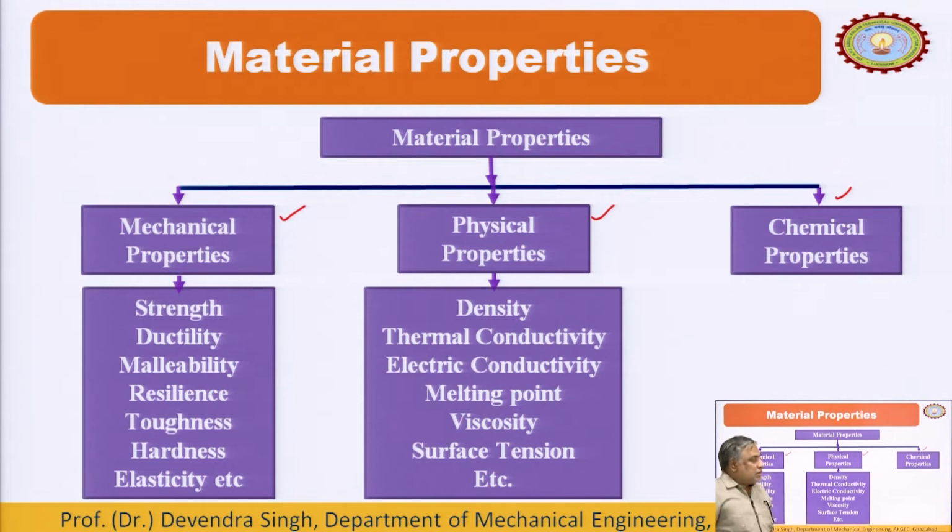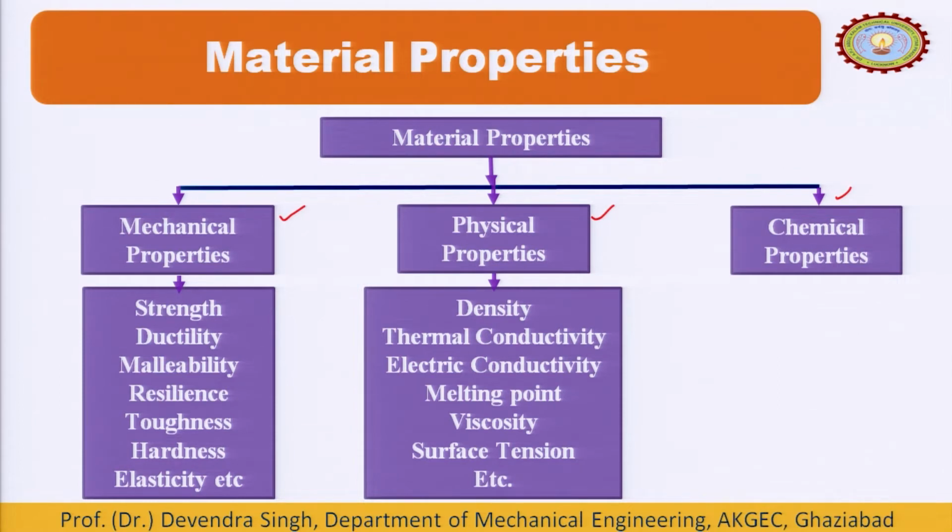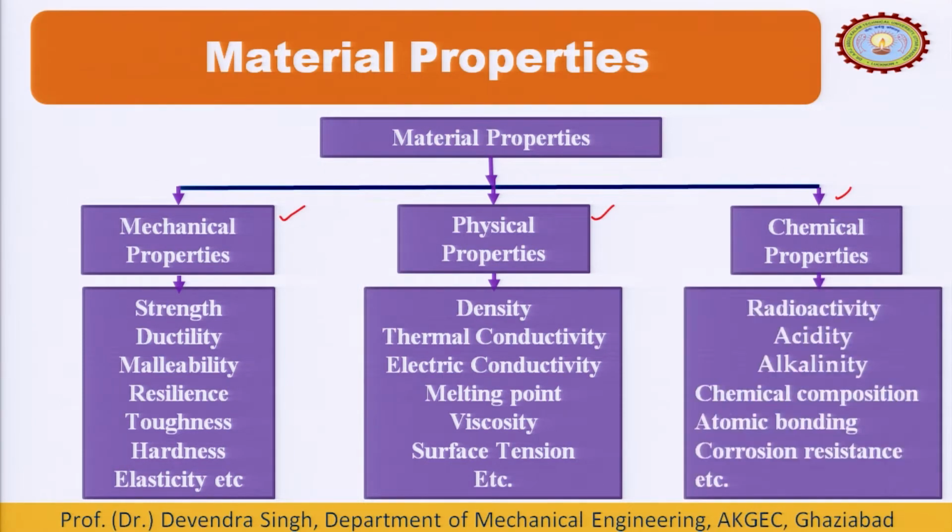Then physical properties like density, thermal conductivity, electric conductivity, melting point, viscosity, surface tension, etc. Chemical properties include radioactivity, acidity or alkalinity. Chemical composition affects the chemical properties, and atomic bonding affects the chemical properties. So what type of bond there is affects some property. The strength we get because of the atomic bond, we can consider that in chemical properties.